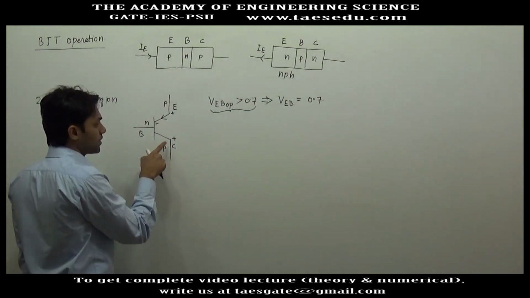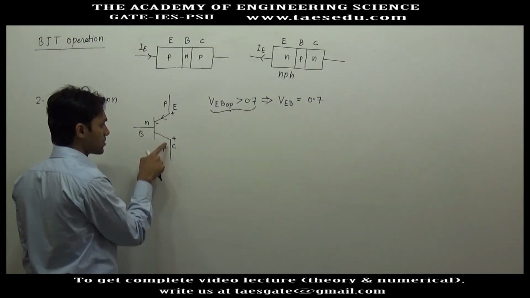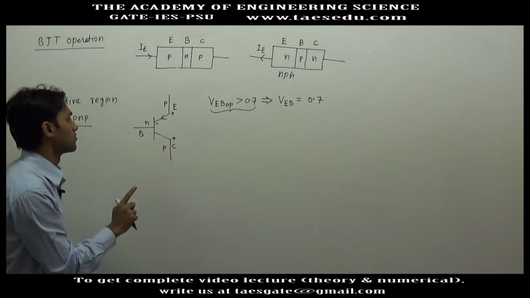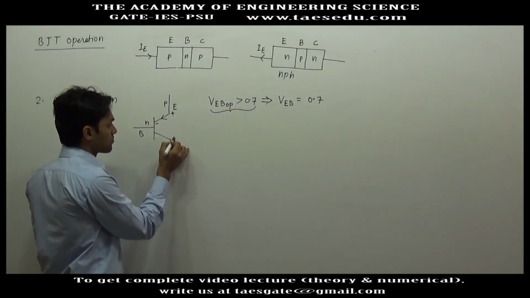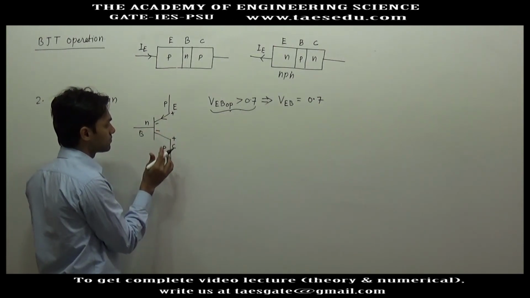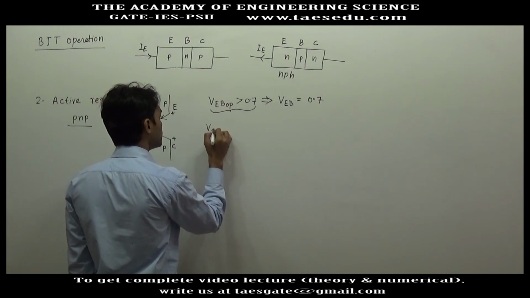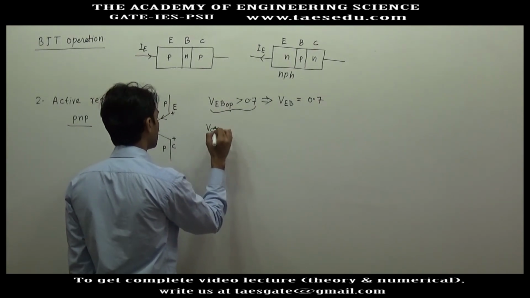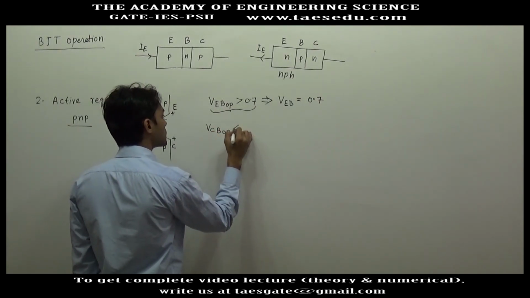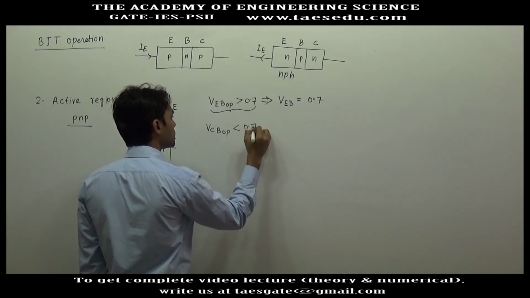And in active region, collector base junction must not be forward biased. Okay, so this is positive, this is negative for this junction. So VCB open circuited must be less than 0.7 volt.